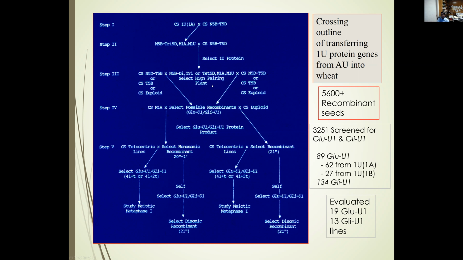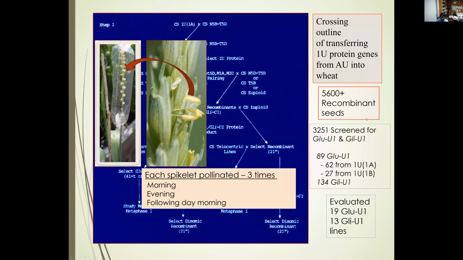when it is removed from the system, then it pairs with anyone. But most likely it would go with this one. They are present at monosomic status. And then we finally evaluated 19 glutenin lines and 13 gliadin lines. How did we obtain this? As I said, if you have aim and focus, you can achieve it, and nothing is impossible, as I believe.